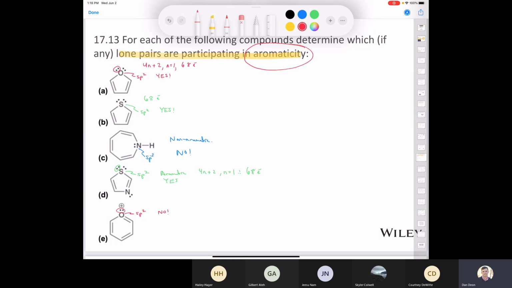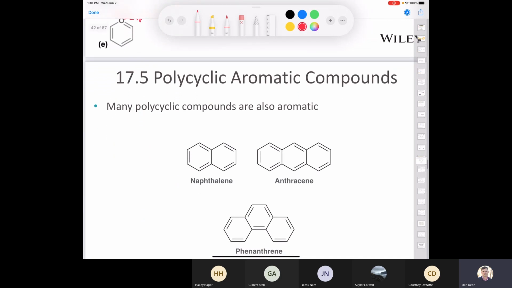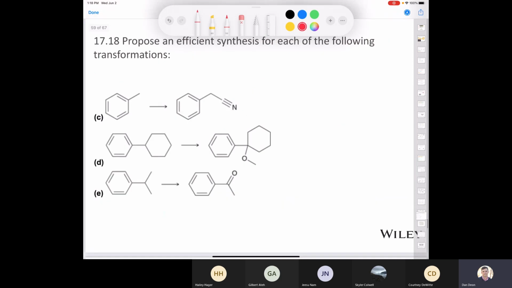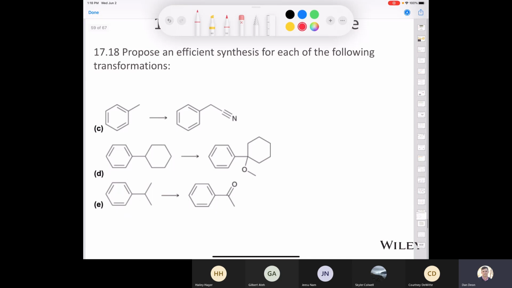And we're going to look at a couple more practice problems that involve aromaticity. But I want to skip ahead down to the last problem that we didn't look at, and it deals with synthesis, right? Propose an efficient synthesis for each of the following transformations. All right, propose an efficient synthesis, so not something that's 25 steps, something that's simple in terms of a synthesis here. So we're starting with toluene, right? In C, we're starting with toluene, which is methyl benzene, just a benzene with a plain old methyl group.